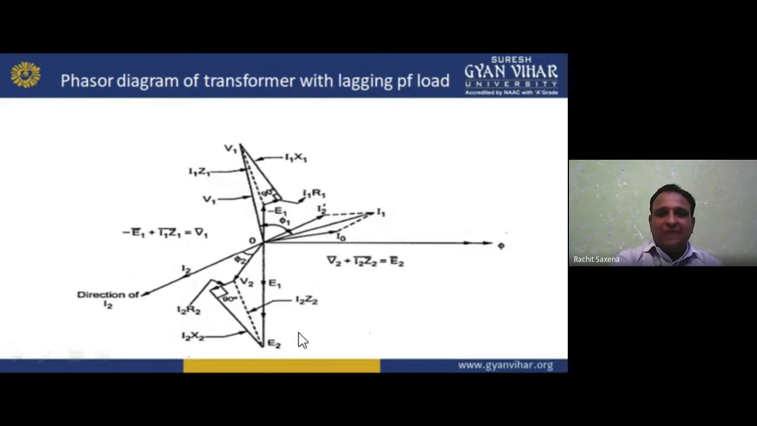This is your unity power factor. Now this is your lagging power factor. Now see, here it is lagging. So we are getting the I2 dash different and we are making the impedance triangle here. That is I2R2, I2X2, and we are combining this, so we are getting E2. And we have I2 Z2. Similar to that in the primary side. But it is lagging, meaning I2 is lagging with V2. So similar to that, we are getting I2 dash on that side.